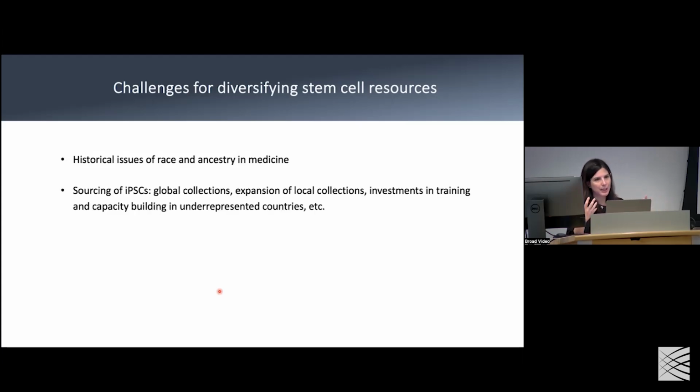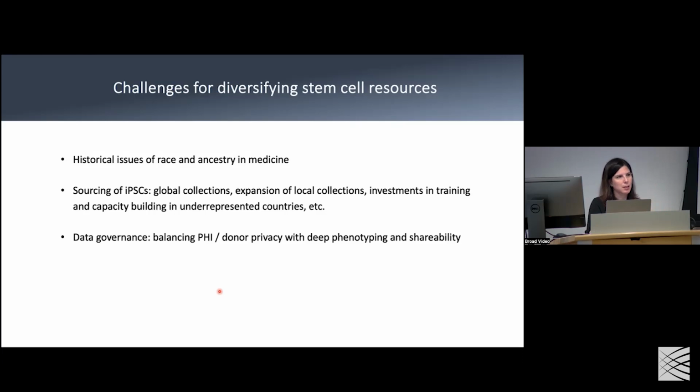So this really then should shape how we think about obtaining or establishing studies of induced pluripotent stem cell lines, how we collect them, again, making sure that it is a collaboration as opposed to safari science, expanding collections locally, and then making sure that we also invest in training and capacity building or expansion in underrepresented settings.